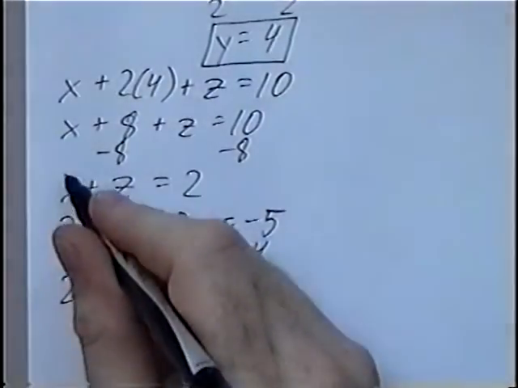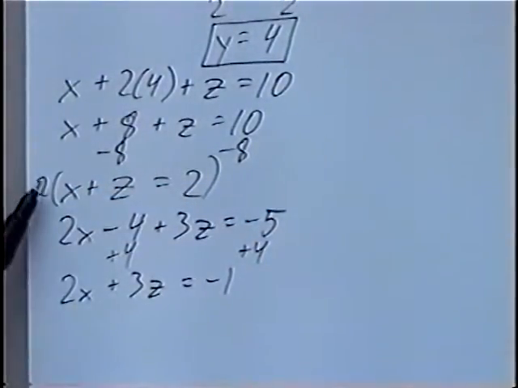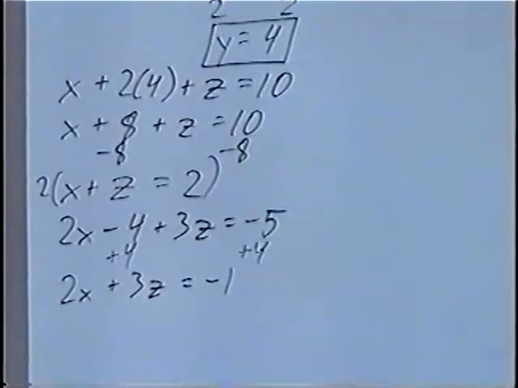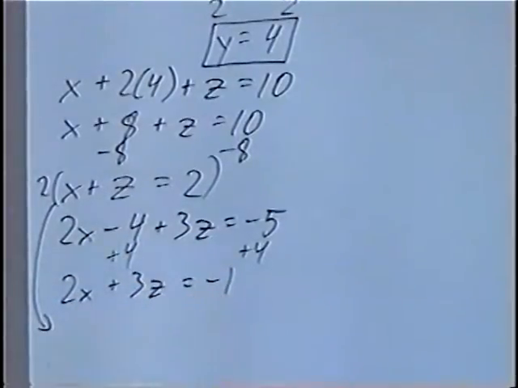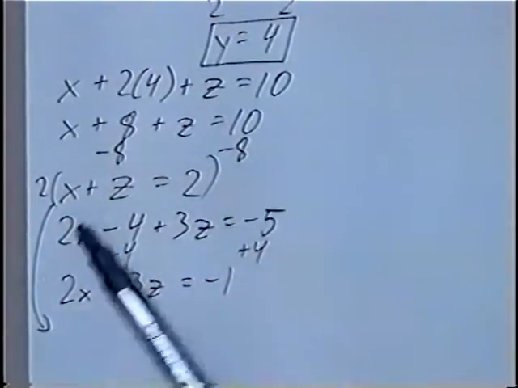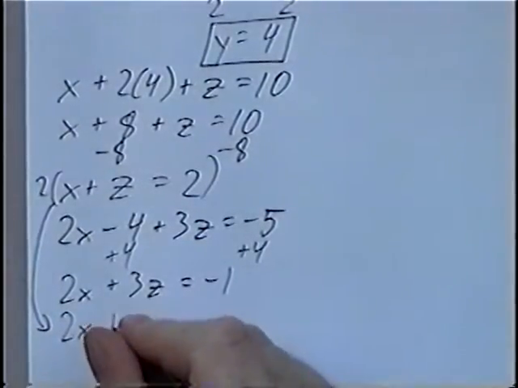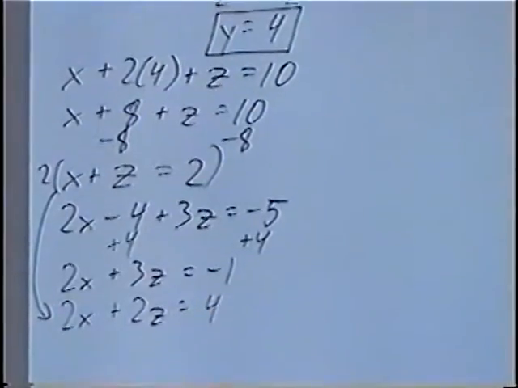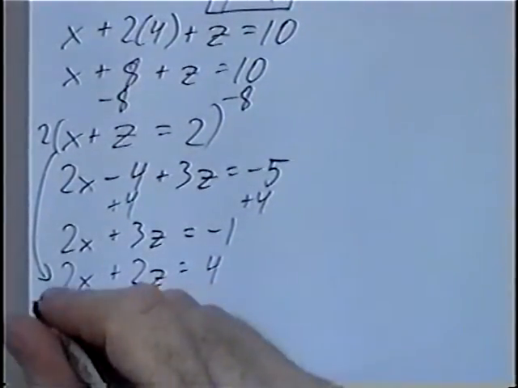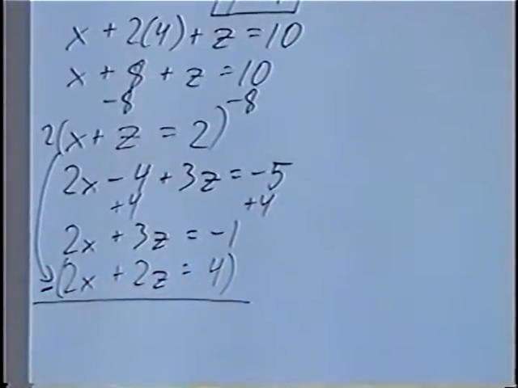If we take this first equation and multiply by 2, the 2x will match up with the other 2x, and we'll be able to eliminate them using elimination. So taking the equation x plus z equals 2, we'll multiply by 2, which will be 2x plus 2z equals 4. And again, using elimination, we can subtract these two equations.